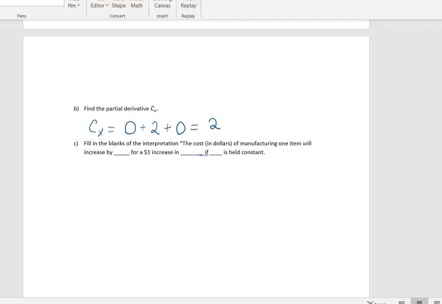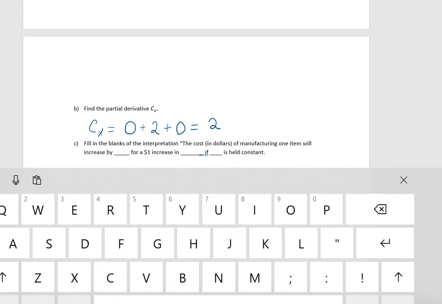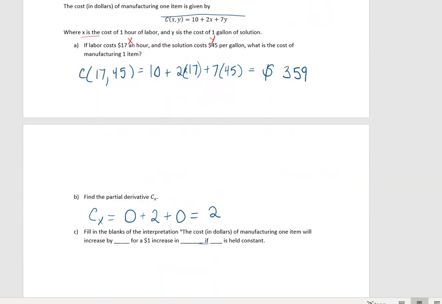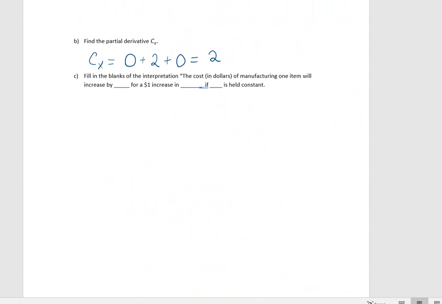All right, very last question we're going to answer is we want to fill in the blanks of the interpretation of this partial derivative. So filling in the blanks, the cost, in dollars, of manufacturing one item will increase by, so let's see, it's going to increase by $2 for $1 increase in, so remember, this is C, so the change in C over the change in X. So that means that the cost is going to increase by $2 for every increase of X.